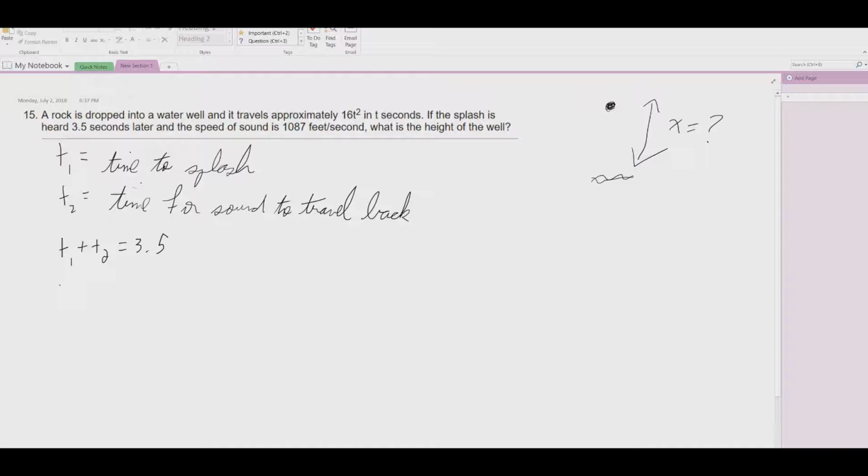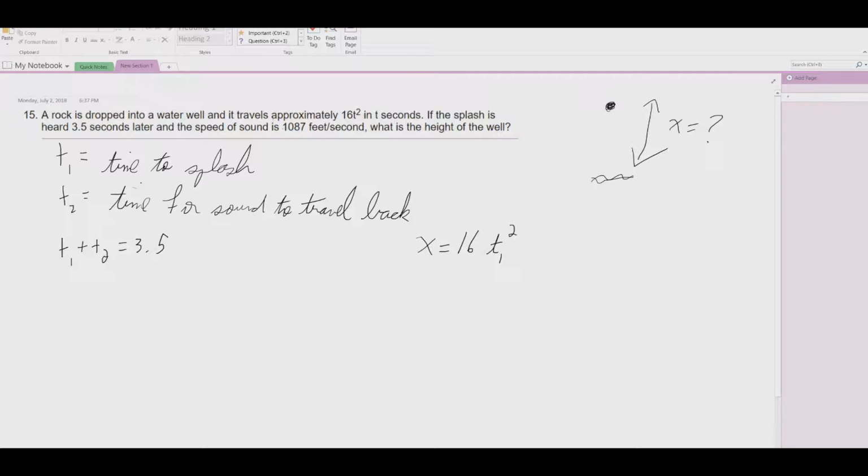Great. So now what? Well, what else do we know in the problem? Well, they told us that the rock is traveling approximately 16 t squared feet in t seconds. So we could say that the height, x, is 16 t1 squared. Why t1? So t1 is the time to splash right here. So I guess what we can try to figure out here is express the height x as a function of t1. So the time to splash here was 16 t1 squared because the rock travels approximately 16 t squared feet in t seconds. But we could also work the other way around.